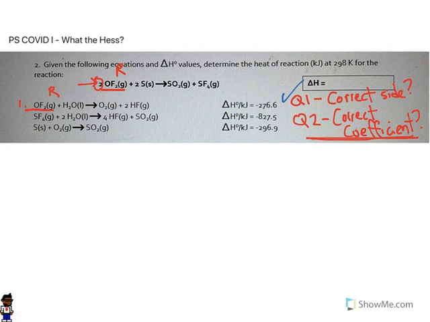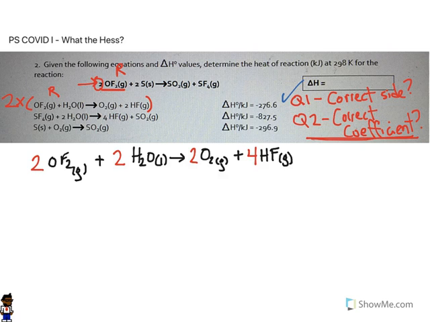So whenever we don't have the right coefficient, we multiply the entire equation by whatever number so that we can get the coefficient that we want. What that means is we're going to have to multiply this entire equation by 2. If we multiply this equation by 2, we get a new equation. It's going to be 2 OF2 gas, which is what we want, and then everything else is doubled as well, so the reaction looks like this. So here it is balanced.